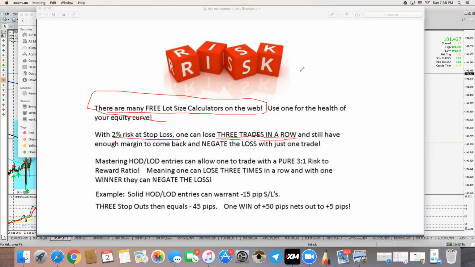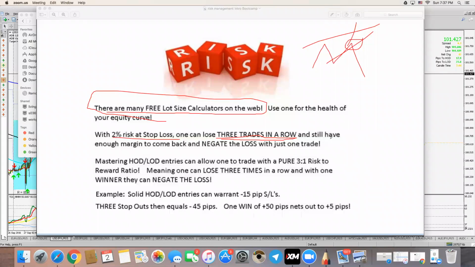What I mean by that is if you take second leg M's and W's and they fail, and let's say they extended and you got stopped out, you can lose 3 of these and still have enough margin to come back and negate the loss with just 1 trade. All right, I'll talk about that right now. Mastering the HOD and LOD entries, right? Julian, you're doing a pretty good job at those. So you can lose 3 times in a row, and with just one winner of 50 pips, you can negate the loss.